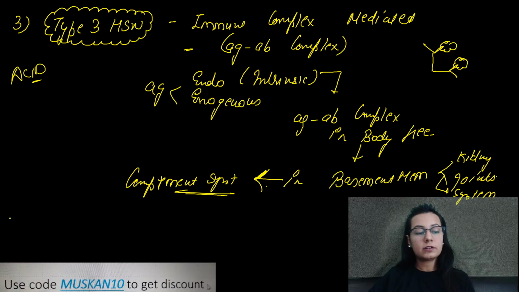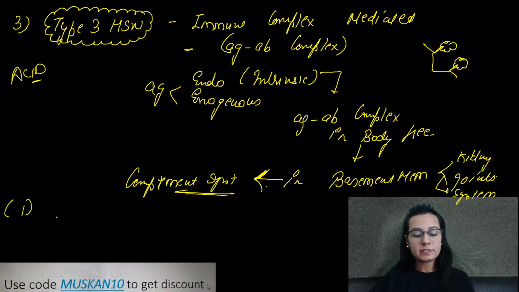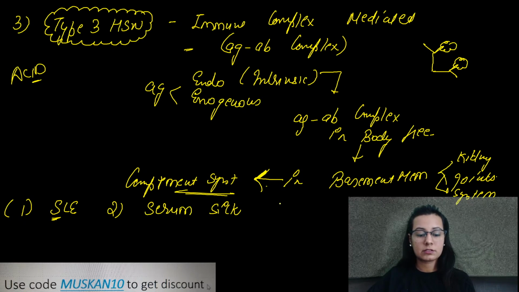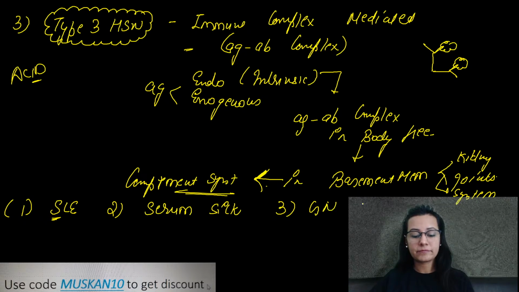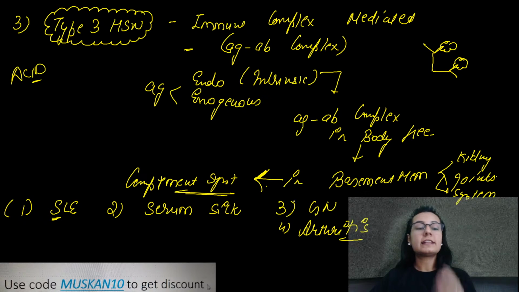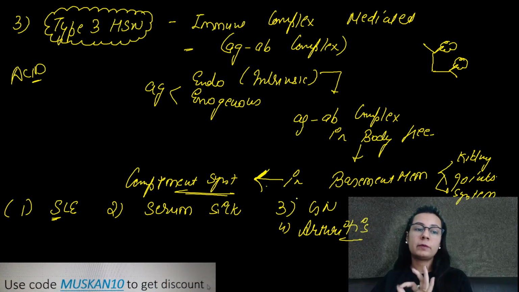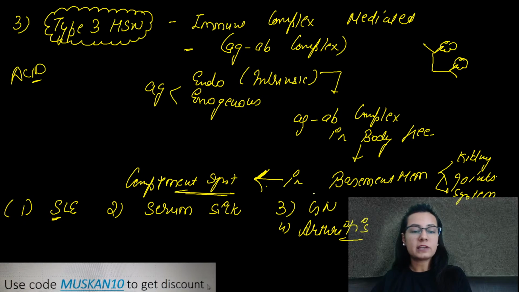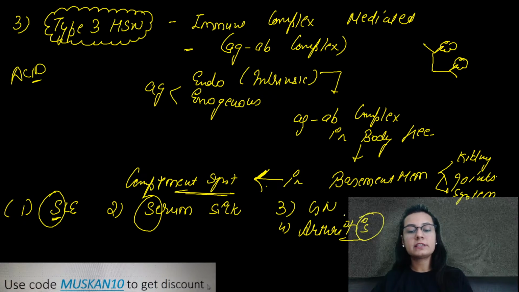Now what are the examples of type 3 hypersensitivity? That is SLE, serum sickness, glomerulonephritis, and arthritis. The classical examples of type 1, type 2, and type 3 we have to remember. In type 2 we saw rheumatic fever, erythroblastosis fetalis and HDFN, myasthenia gravis, and Goodpasture's disease. Another is type 3 hypersensitivity, that is SLE, serum sickness, arthritis, and glomerulonephritis. That is type 3 hypersensitivity.